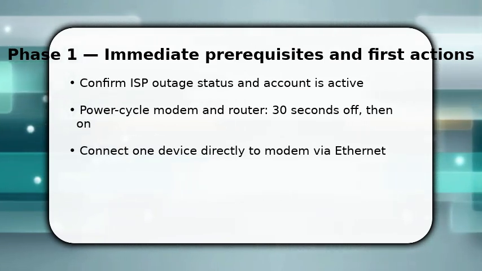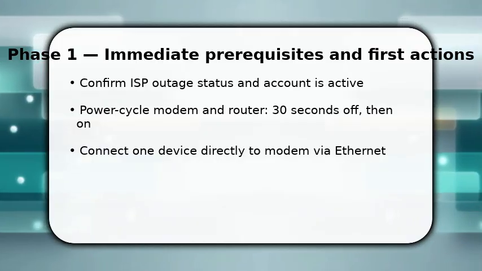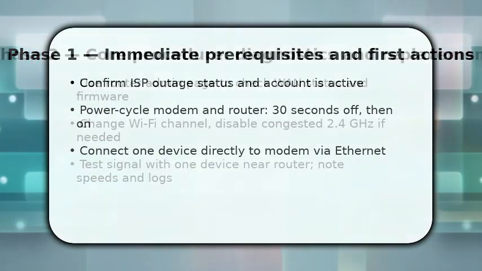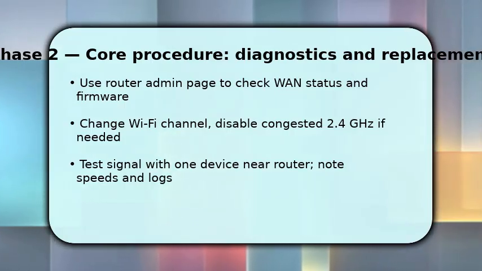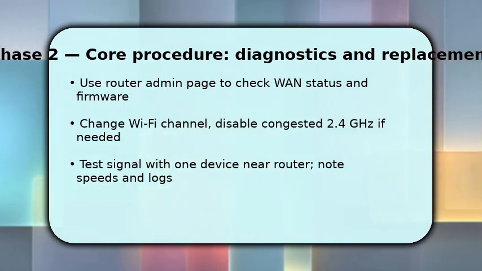Now, log into the router admin page to inspect WAN status, DHCP, and firmware. Update firmware if outdated because bugs can break connectivity. Make sure the router is set to the appropriate mode.